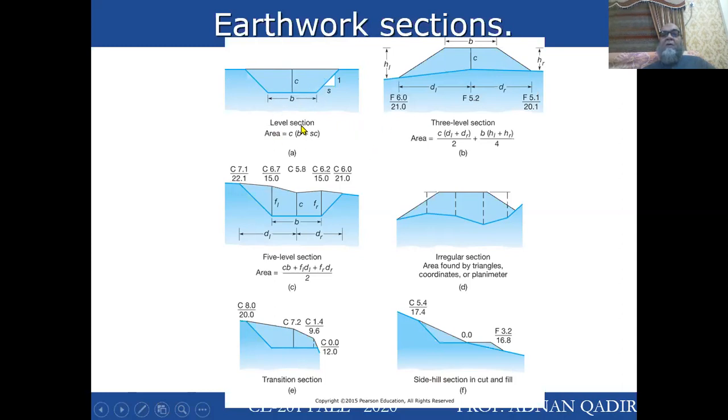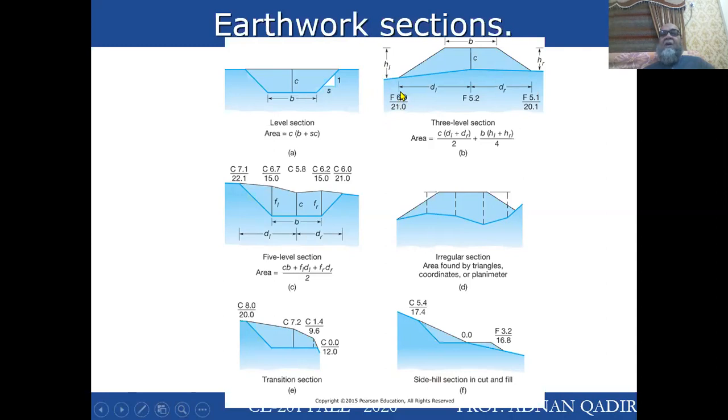Now, this is a three level section. Why? Because you can see I've taken three heights. One at the center, one at the right of my cross section, which we call HR, the height at the right. The height at the center is always denoted by C, and then HL, the height at the left.